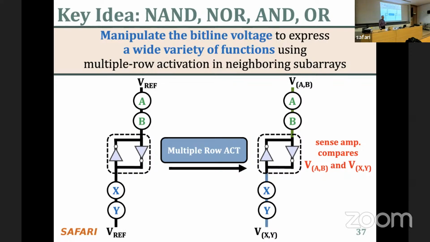So normally when we activate a row, we share its charges. If we store 1, the bitline becomes 1, right? But it's a function of what we store over there. So when you activate multiple rows, it becomes the average of what you have. Similar to the majority-of-3 case in the same subarray, but here we have neighboring subarrays.